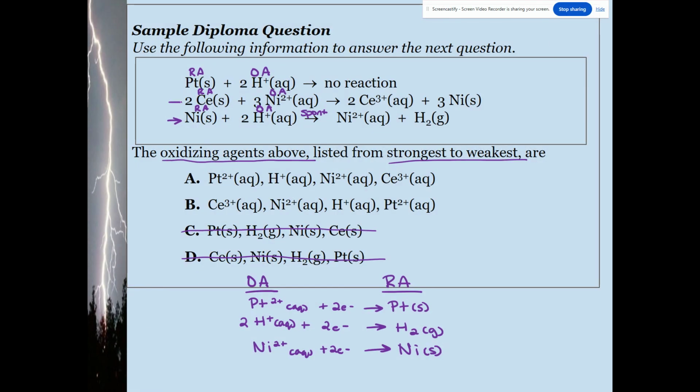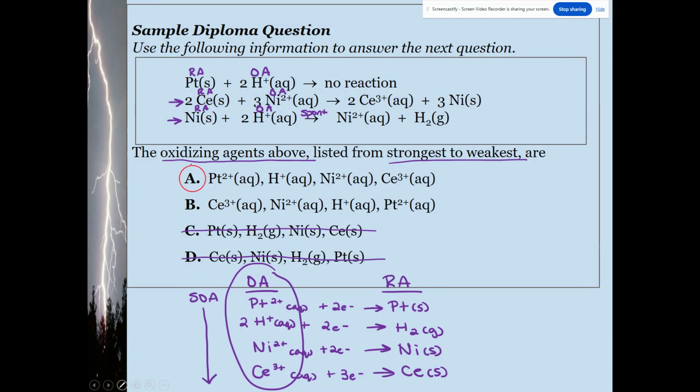Now I can go back to this reaction here. I have nickel ions on the chart now, and cerium needs to be lower because cerium as the RA is spontaneous with nickel as the OA. So it has to be lower than the nickel. And cerium actually has a 3+ charge, so it gains 3 electrons. Okay, so now like it said, it wanted the OAs, these are my OAs, from strongest to weakest. So strongest is on the top, and then as we go down, they get weaker. So the answer would be A.